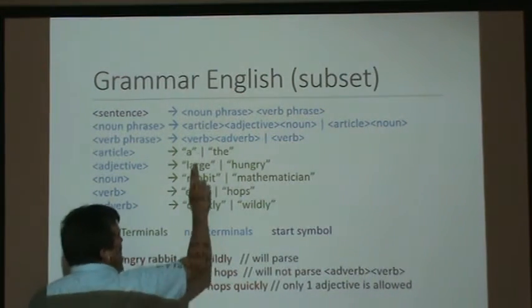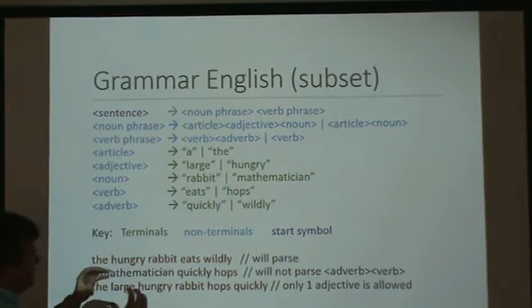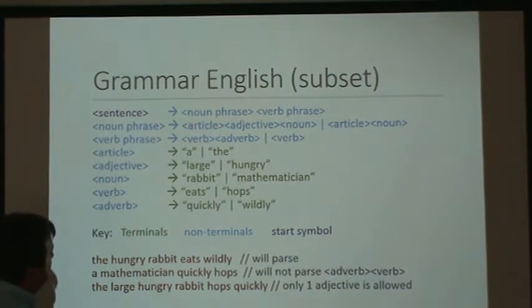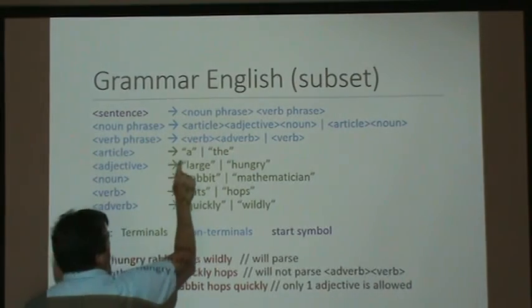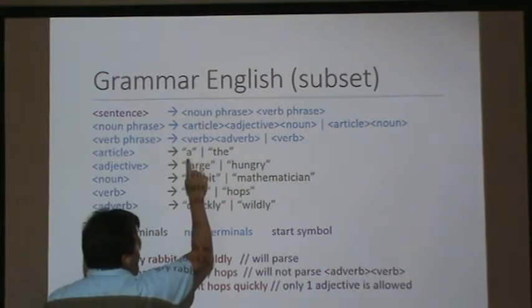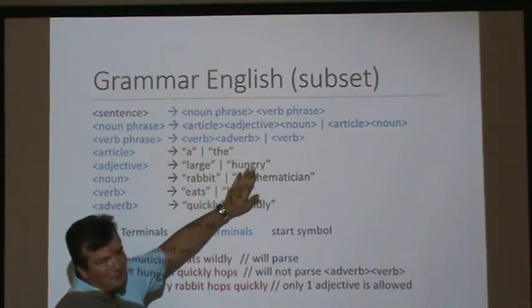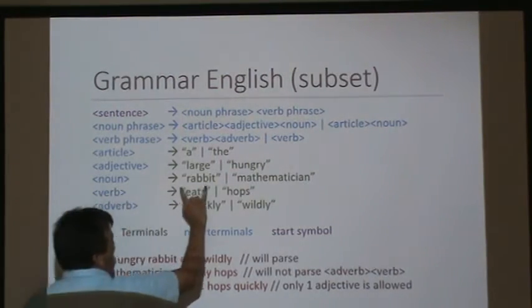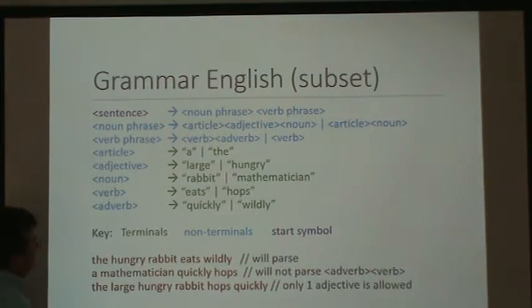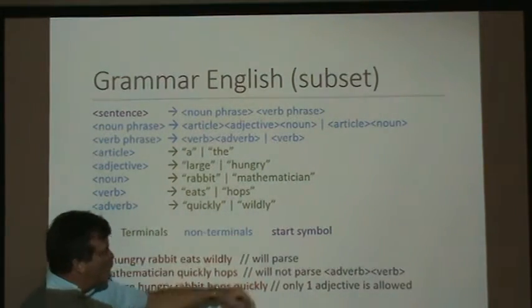Now, for everything that is not explicitly something you actually see in the sentence, but is a component made up of things that you see in the sentence, you have to further describe what these things are. So an article could be the letter A, or the word A, or the word the. An adjective could be large and hungry. So this is a language that only has two adjectives, large and hungry. Nouns could be rabbit or mathematician. Verbs can be eat or hops, and adverbs could be quickly or wild.